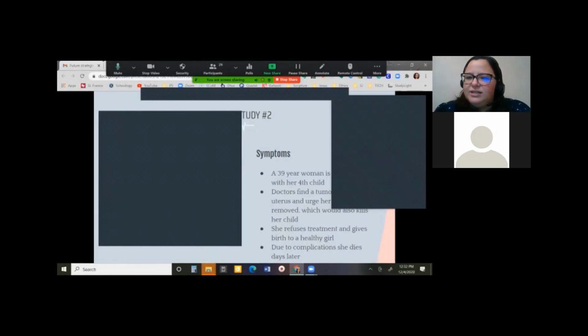Okay, so Ina says, I think it depends on whether or not she had to get a hysterectomy for the tumor to be removed. Yeah, she did. That could influence the decision a lot. Tristan says, I think a mother would do anything for her child, especially her 4th. It's a really sad situation. Yeah.